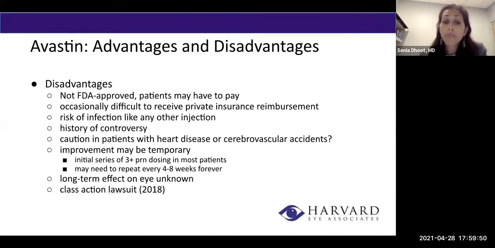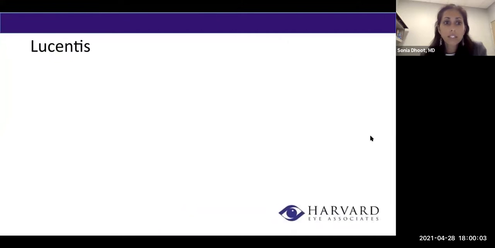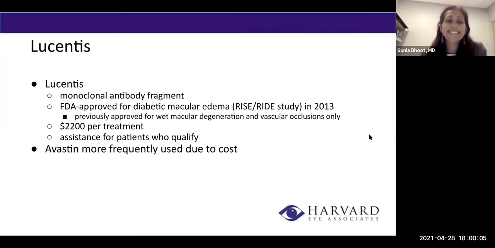There was a class action lawsuit against Avastin back in 2018 because there were some silicone bubbles that were in some of the pre-filled syringes. They were harmless to the eye itself, but people were noticing floaters. And so now, since then, they have made silicone-free vials of Avastin, which is what we use, of course.